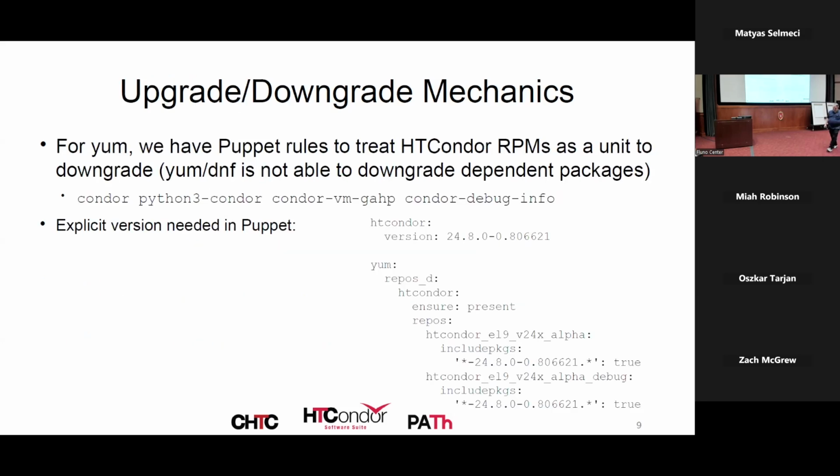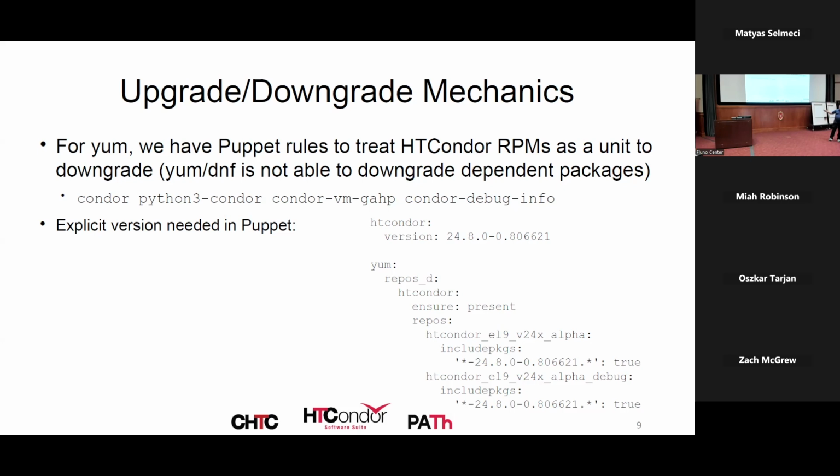So we manage this all with Puppet. There's a few upgrade, downgrade mechanics that we have to work. And I'm just going to talk about what we do in Puppet, but whatever management system you use, you should probably do these things. We need to be able to downgrade in case we have a bad release. And so we have to group these, our 4 RPMs that we're installing.